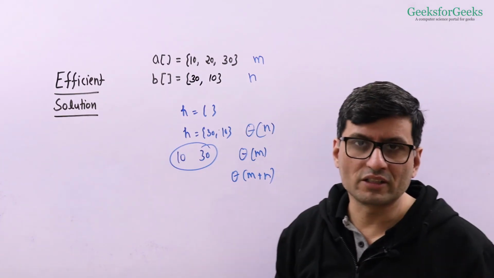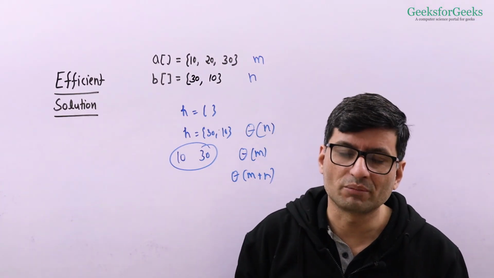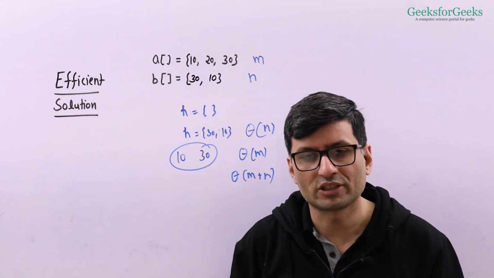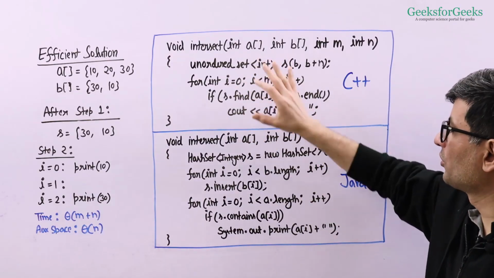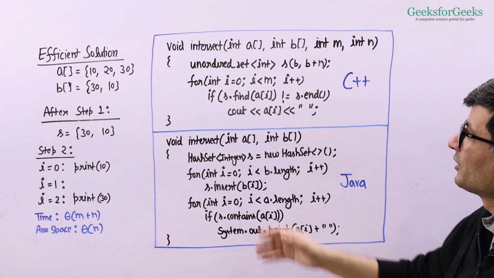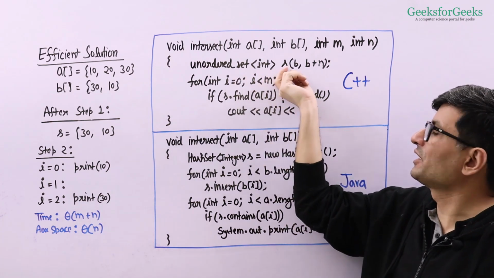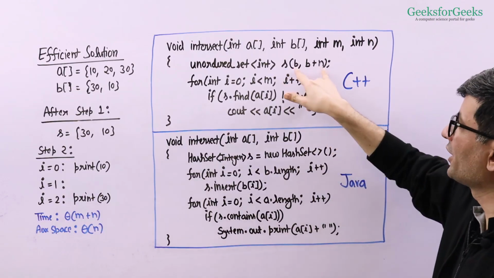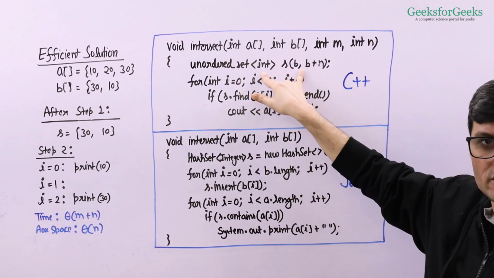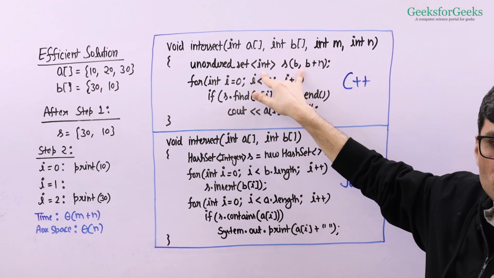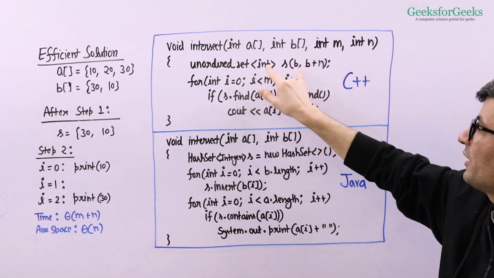Now you have enough idea. Please pause this video and write the complete code either in C++ or in Java. Here is the complete implementation. Here we have C++ code and here we have Java code. So first we are creating an unordered set in C++, using all elements of array B. We have discussed such syntax in the count distinct elements in array video.